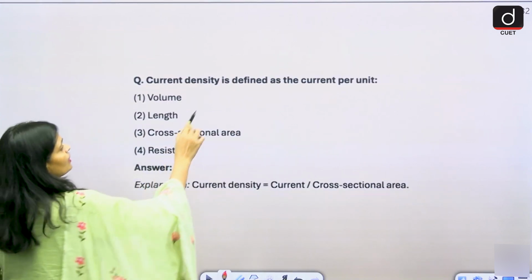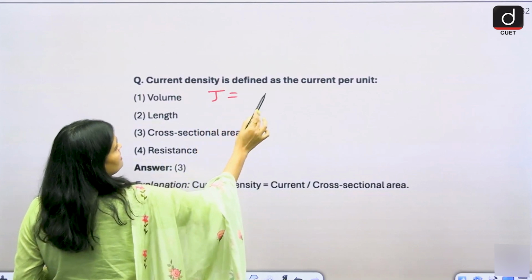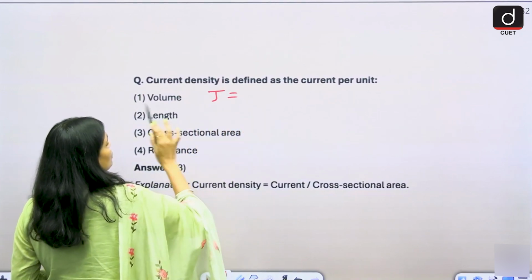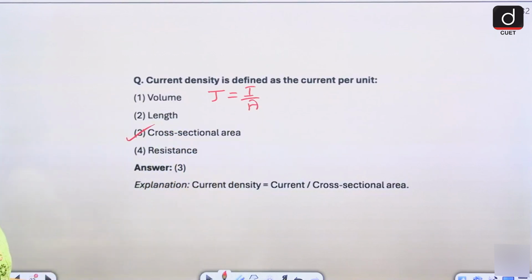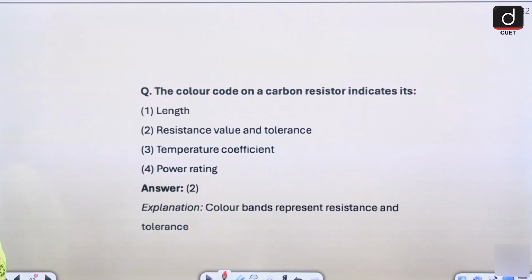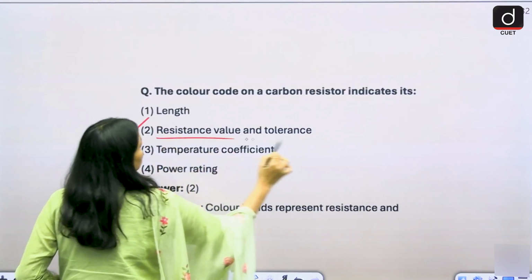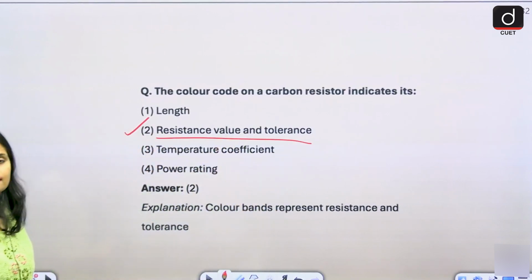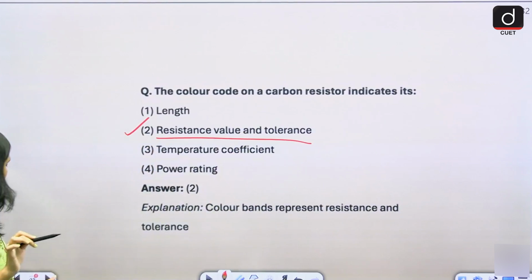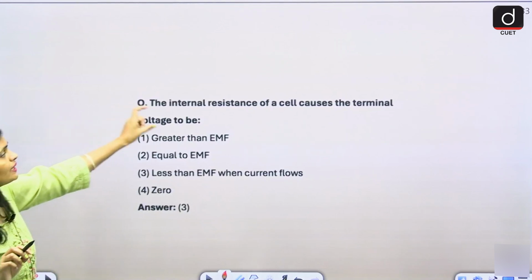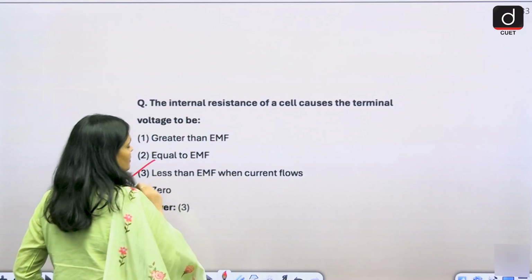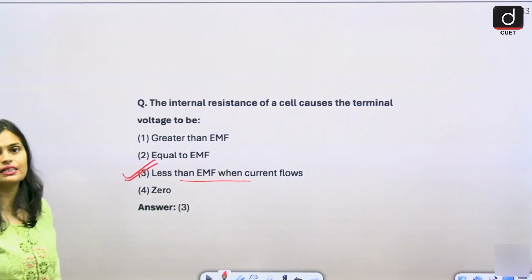Current density. What is current density? J is defined as the current per unit what? Cross section area. Current per unit area. So 3 is the correct answer. The color code of a carbon resistor indicates its resistance value and the tolerance. So from the color code you will get the resistance value and the tolerance. Internal resistance of the cell causes the terminal voltage to be... So due to the internal resistance, what happened? The terminal voltage is less than the EMF when current flows.